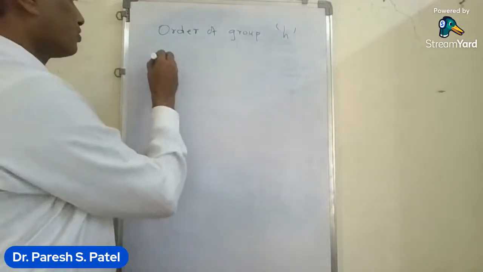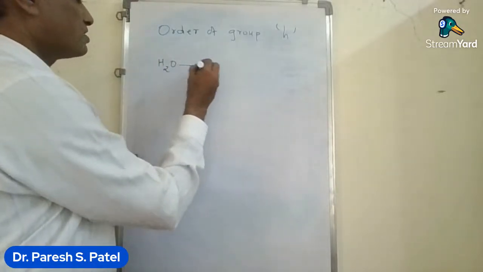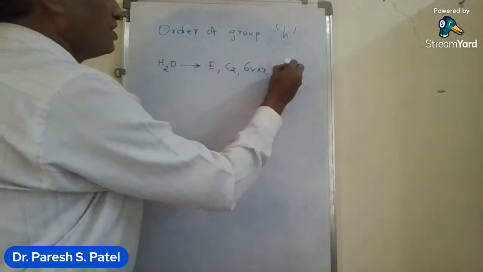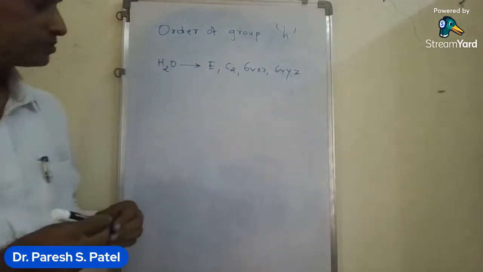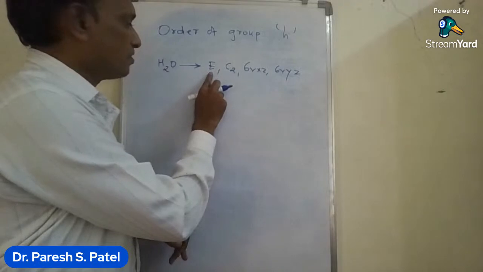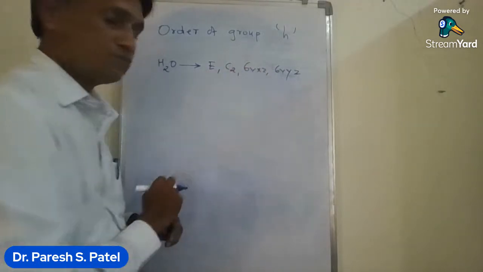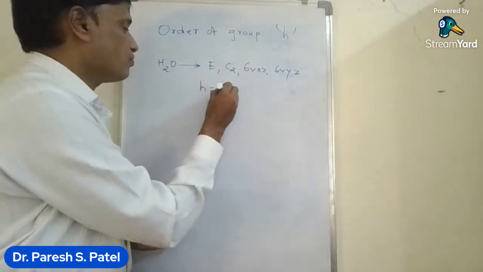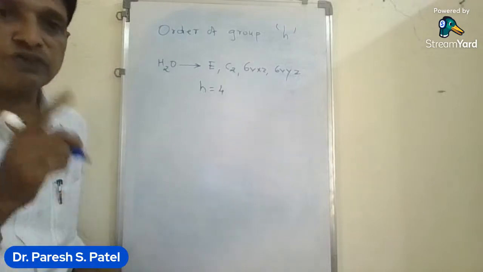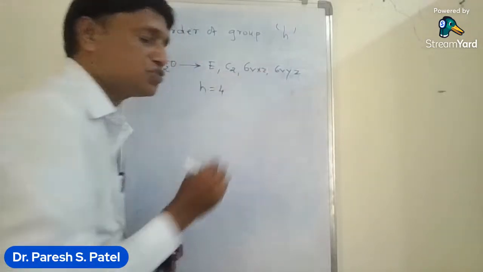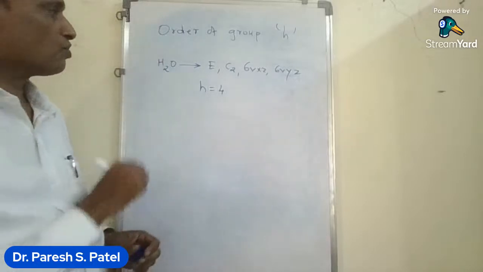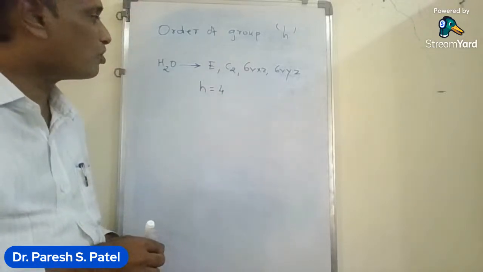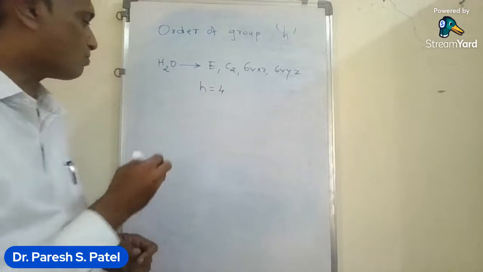As for example, water molecule, it consists of E, C2, sigma v xz, sigma v yz. Okay, here the number of symmetry elements is 1, 2, 3, and 4. So order of a water molecule is equal to 4. It means h is equal to 4. So order of a group is equal to the number of symmetry elements present in a molecule. So h is equal to 4 in case of water molecule.